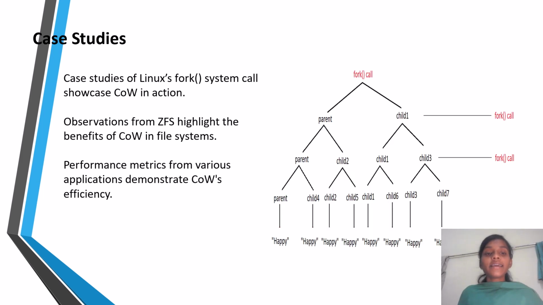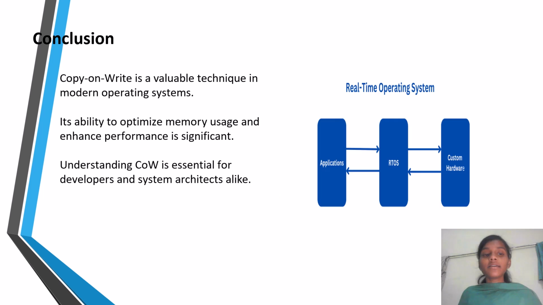Case studies. Case studies for Linux fork system calls showcase COW in action. Observations from ZFS highlight the benefits of COW in file systems. Performance metrics from various applications demonstrate COW's efficiency. We can see the diagram here, that is fetch calls, fork calls.